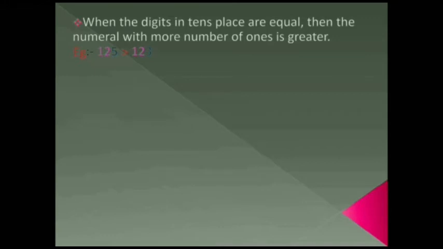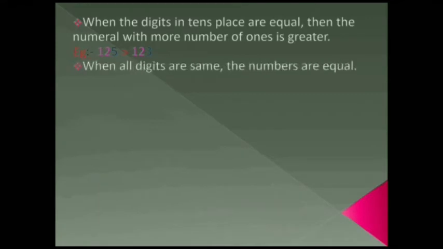What if the numbers in the hundreds, tens and ones place are same? When all digits are same, the numbers are equal. Yes, now we have learned how to compare two numbers. Now let us learn this with the help of an activity.